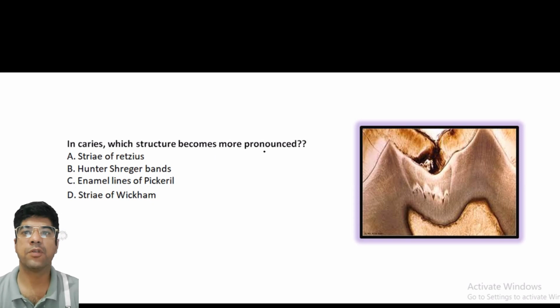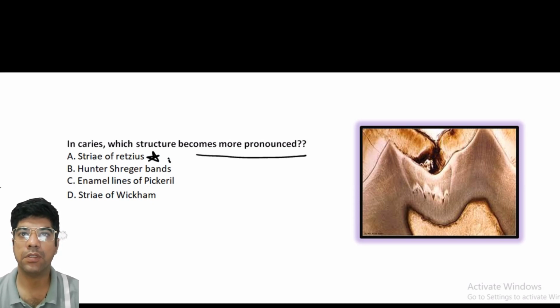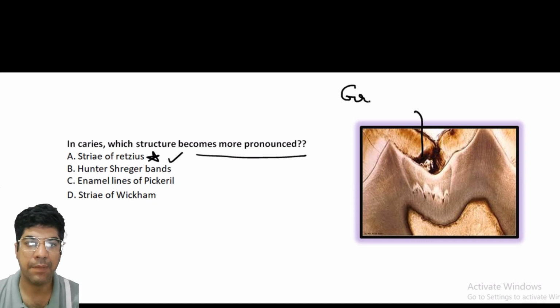So moving to the next question, in caries, which structure becomes more pronounced? The answer would be striae of Retzius. The striae of Retzius are the series of bands in the tooth enamel that represent the growth pattern.